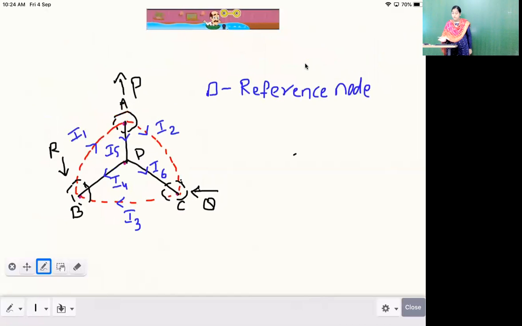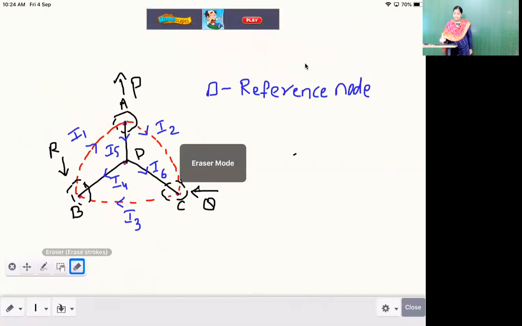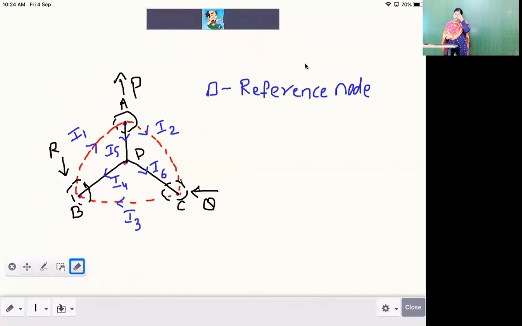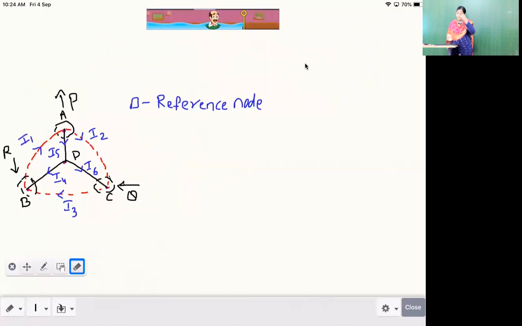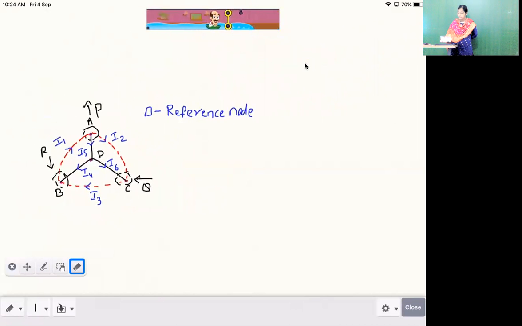Okay. Now based on this, let us write down the cut set schedule. In order to write the cut set schedule here, I am going to tell you how to write it. Okay. So now let us start writing the cut set schedule.